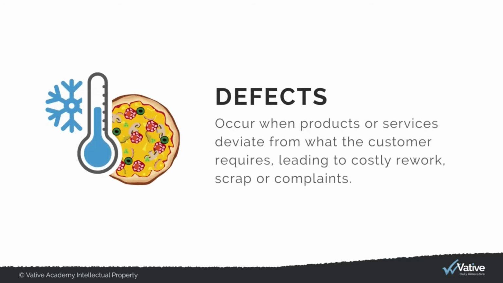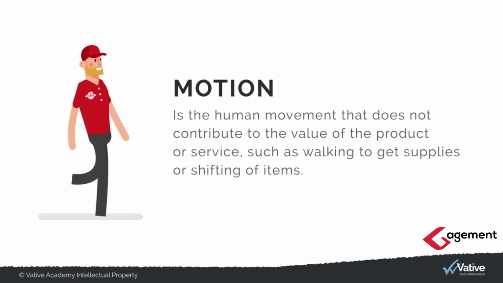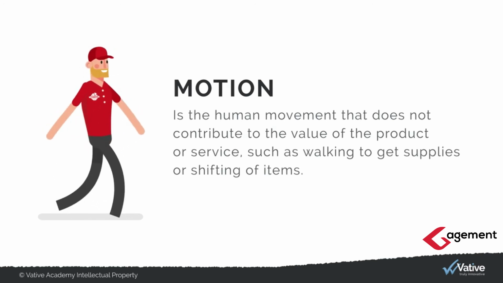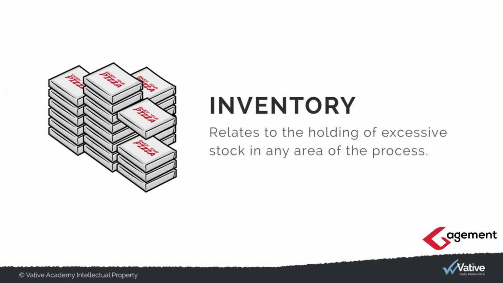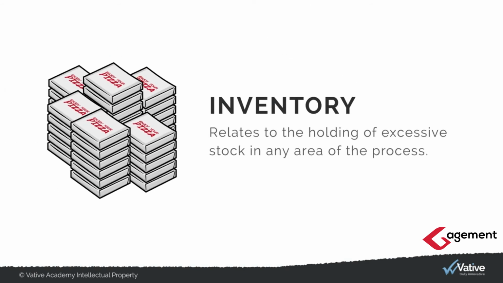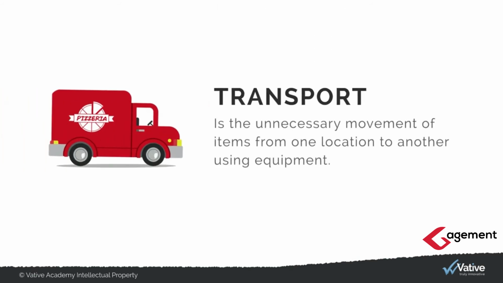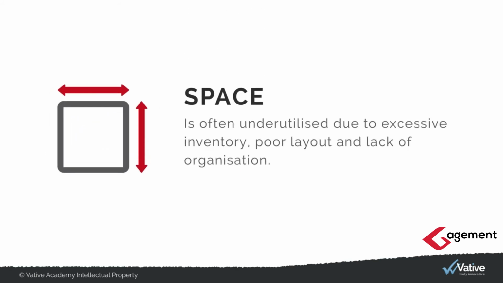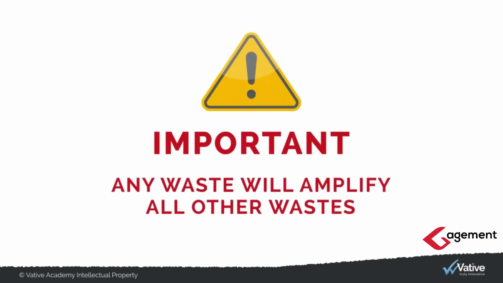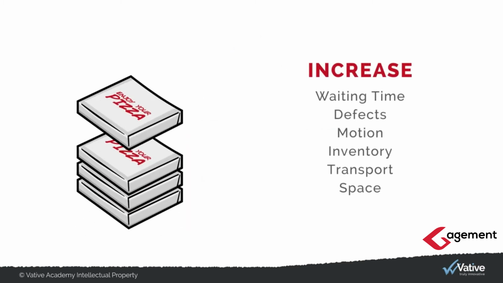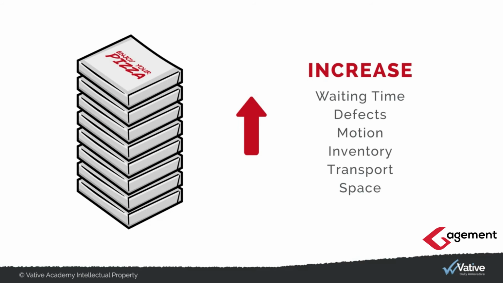Defects occur when products or services deviate from what the customer requires, leading to costly rework, scrap, or complaints. Motion is the human movement that does not contribute to the value of the product or service, such as walking to get supplies or shifting of items. Inventory relates to the holding of excessive stock in any area of the process. Transport is the unnecessary movement of items from one location to another using equipment. Space is often underutilised due to excessive inventory, poor layout, and lack of organisation. The important thing to be aware of is that any waste will amplify all other wastes. For example, overproduction will increase waiting time, defects, motion, inventory, transport, and space utilisation.